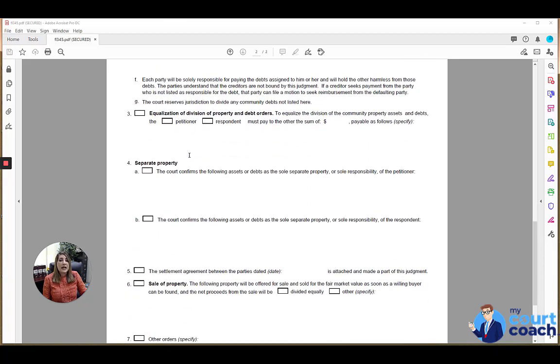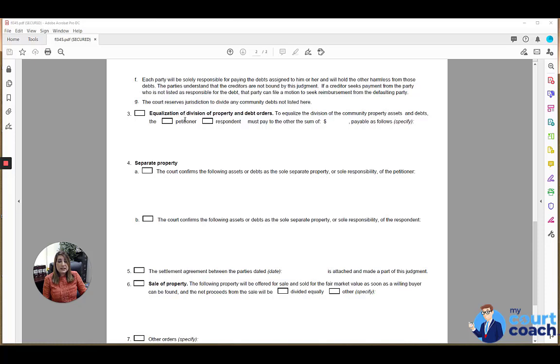If there is, after the total division of assets and debts, an equalization payment ordered, you would want to mark box 3. Understand that it is the court's intent that each party walk away with an equal value of assets and debts. That's not always possible. You can't always divide an asset into half and give each party exactly half. So a lot of times the courts will put certain assets and debts being awarded to one party versus the other, and it's not always a clean break down the middle.